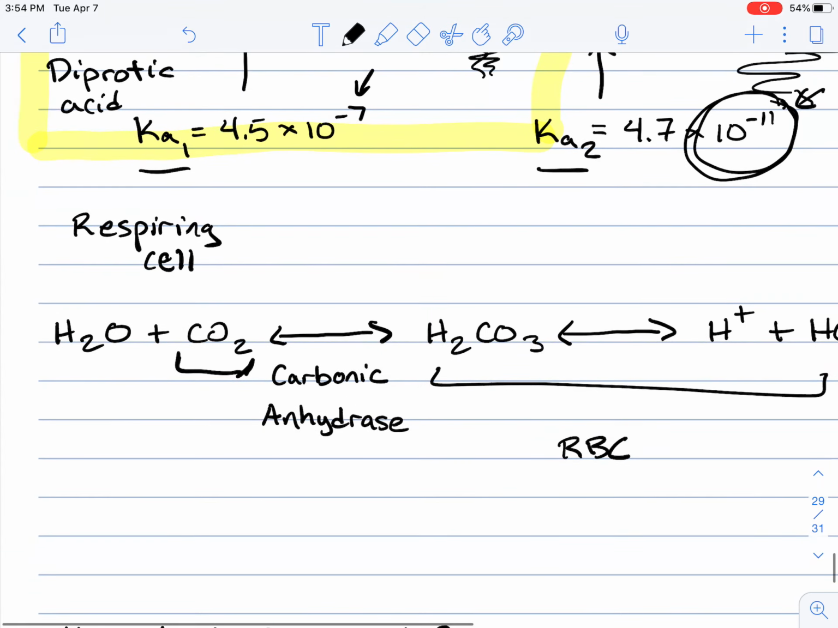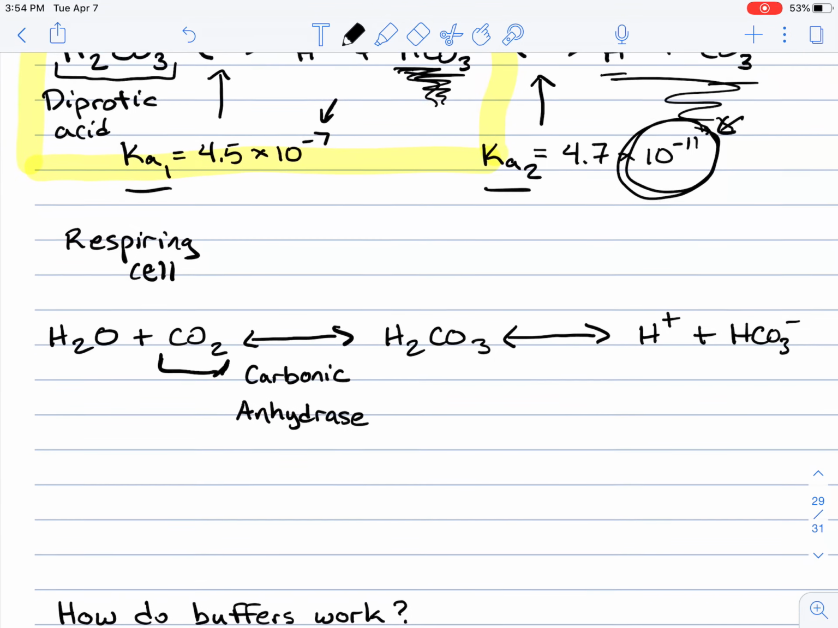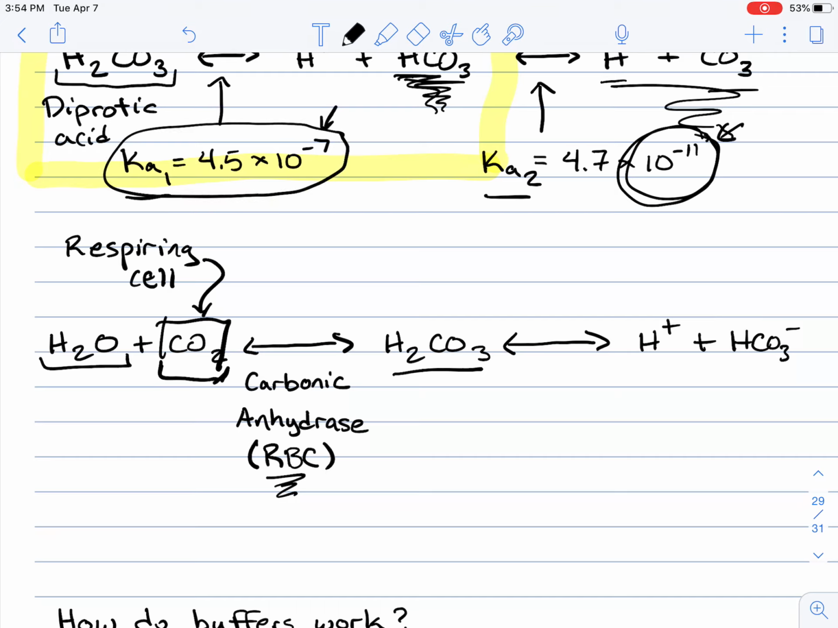And so it turns out, actually, you know what, the whole thing is going to, oops. So let's just say that this whole thing is going to be in the red blood cell. So the respiring cell is going to produce CO2. And so in the red blood cell, or RBC, there's going to be this protein called carbonic anhydrase that's going to take the CO2 that diffused inside the red blood cell, and it's going to react. It's going to take that CO2, take a water molecule, and put them together to form carbonic acid.